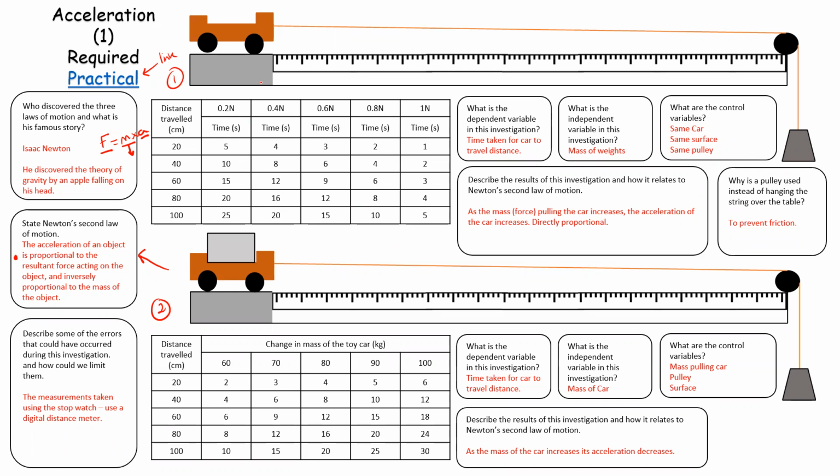So if we look at the first practical, where we are looking at force and changing the force, remember the mass is always going to be the same for this. We're only changing one thing, which is this object here. What is the dependent variable? That's what we're measuring, and that's your time taken. What is the independent variable? That's what we're changing, and that's your force. What are the control variables? Same car, same surface, same pulley.